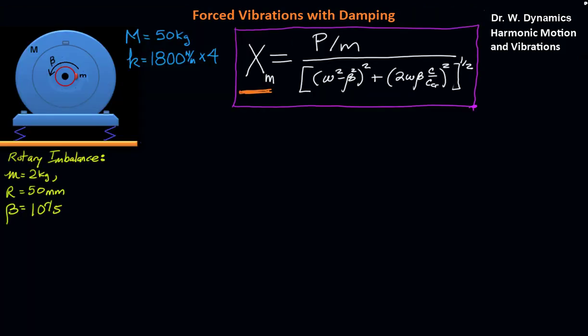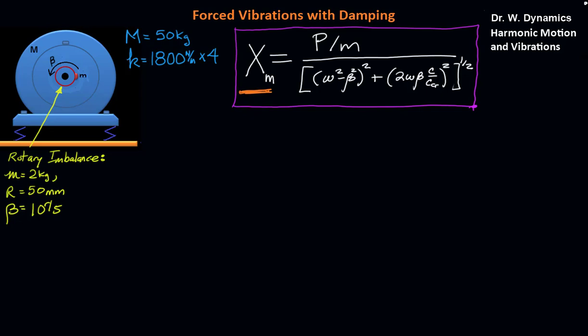Here we have a rotating motor that sits on 4 springs. The motor has a combined mass of 50 kilograms. And there's a rotary imbalance inside of here. And it's effectively 2 kilograms of mass with a radius of 50 millimeters, and it's spinning at a rate of 10 radians per second. And we're asked to compute the maximum amplitude of the vibrations while this motor is running.